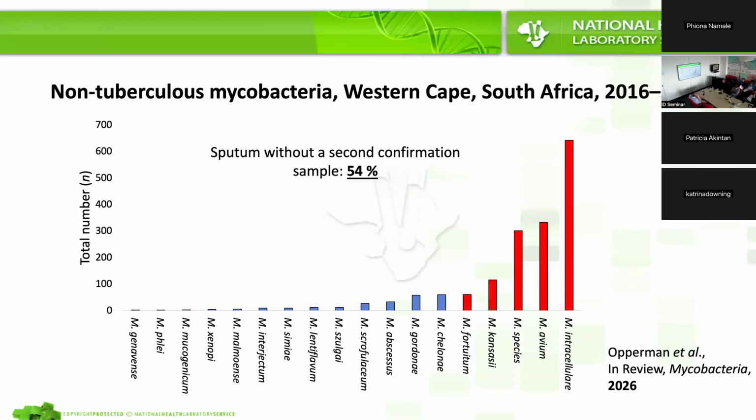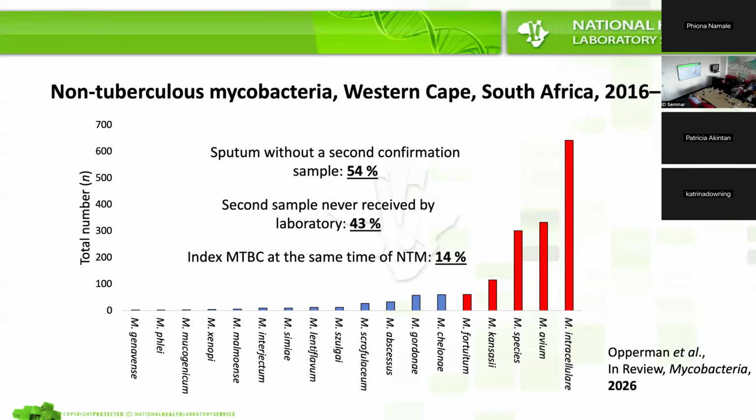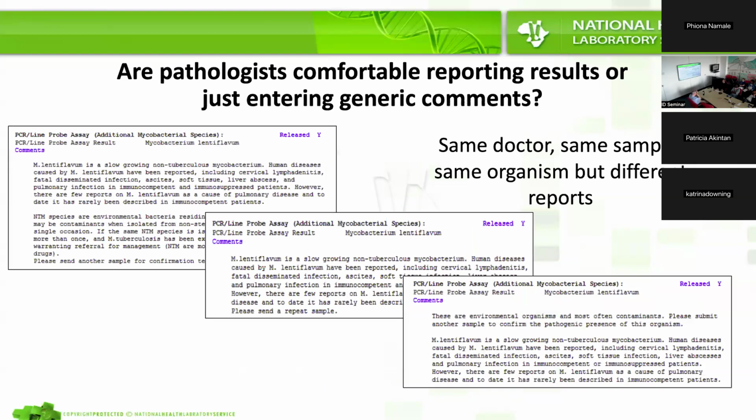Interestingly enough, just looking at the sputum samples, in more than 50% of those cases, there was no second confirmation sample that could show that NTM the second time around. And from that group, in almost half of them, a second sample was never submitted to the laboratory. Also interestingly enough, with that NTM, there was almost a 13% co-infection or potential co-infection with TB complex occurring at the same time.